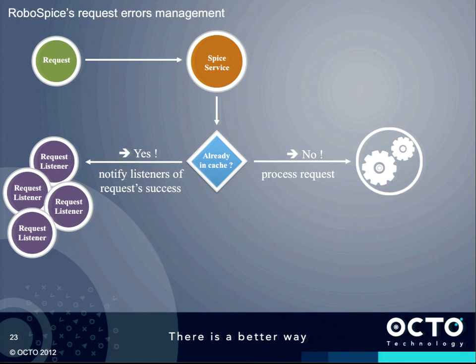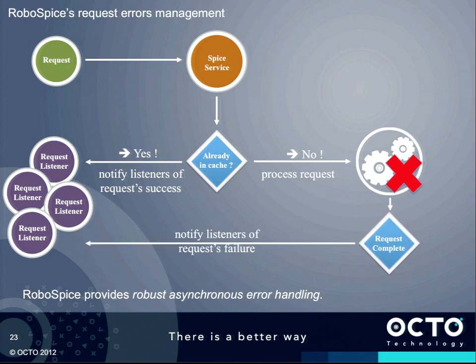So how does RoboSpice handle errors? We've seen this graph before. Now imagine that your request doesn't work, which is very common. Maybe you get a 404 error from the server. Maybe the user has turned on airplane mode and you don't have any connectivity. There's a million reasons that the request might not go through.